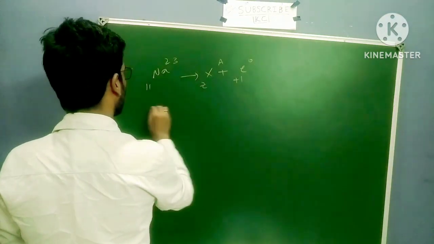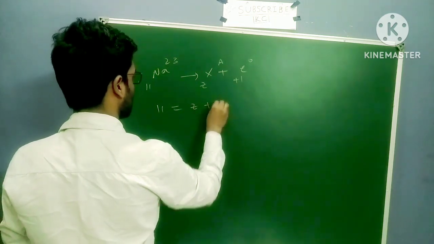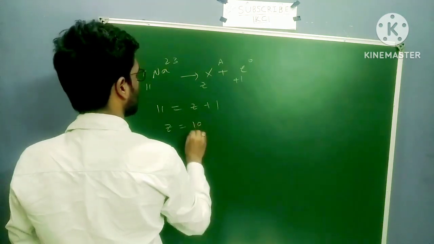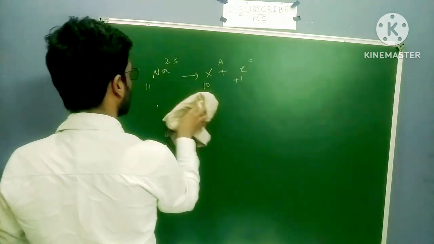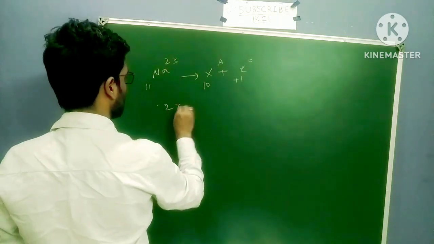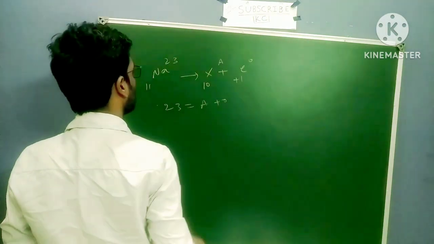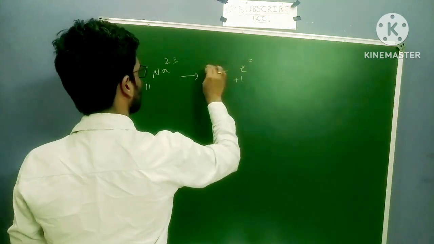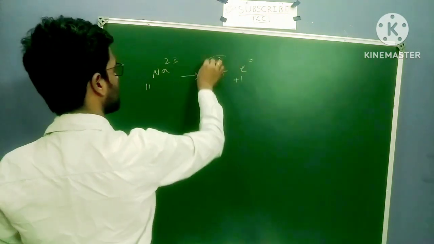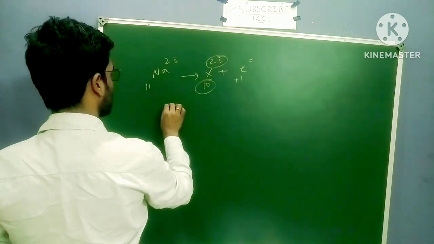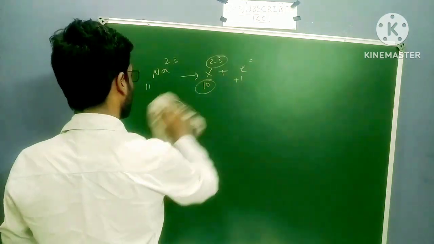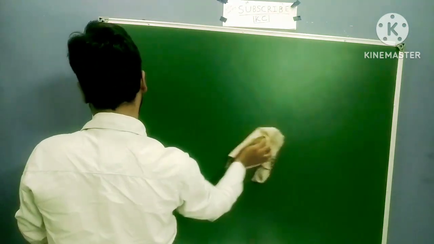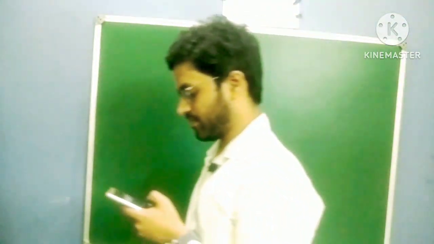First of all, 11 equals Z plus 1, so Z equals 11 minus 1, 10. So my atomic number is 10. Next, 23 equals A plus 0, so the A value is 23. This is the mass number, this is the atomic number. The ratio of mass number to atomic number is 23 by 10. The options are 22 by 10, 22 by 11, 23 by 10, 23 by 12. So the answer is 23 by 10.